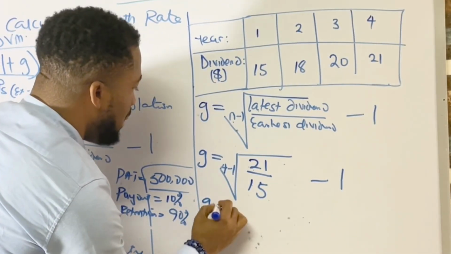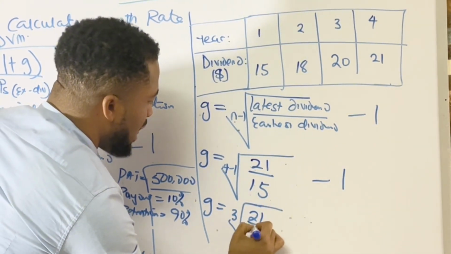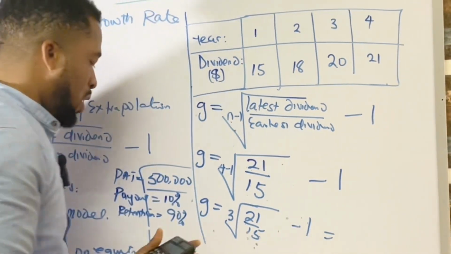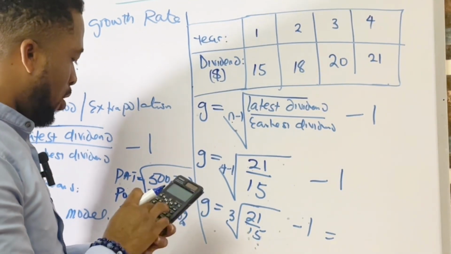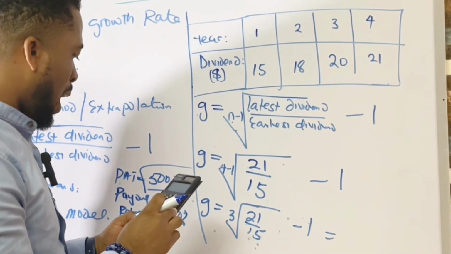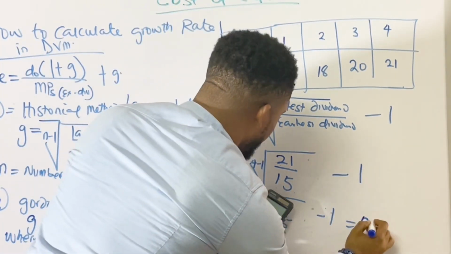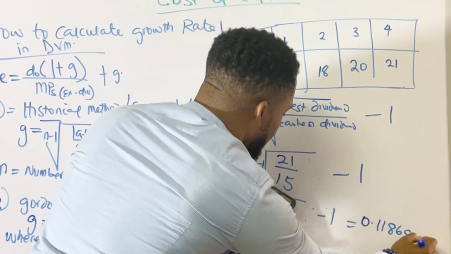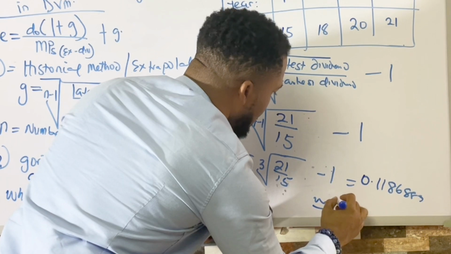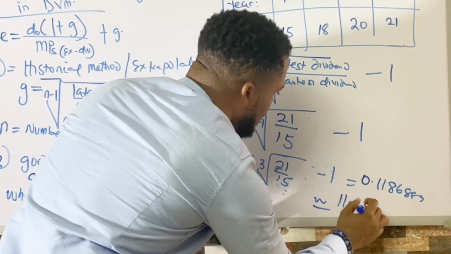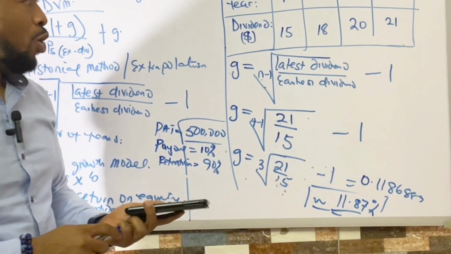Simple. So my G becomes the root of, that's the third root now, 21 divided by 15 and then minus 1. So if I punch that effectively, 21 divided by 15 should give me 1.4. That should be 1.11. So if I subtract 1 from it, that should give me 0.1186889 something. And so we can say approximately this is like 12%, or let's say 11.87%. This becomes my growth rate. All right, I hope you understand.